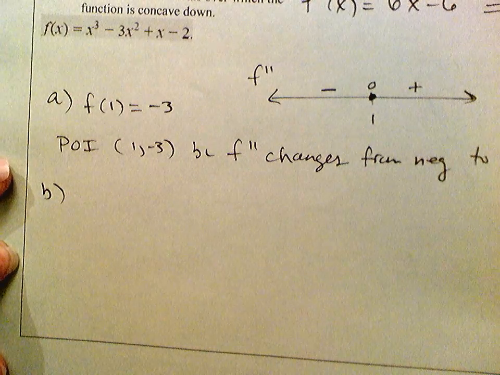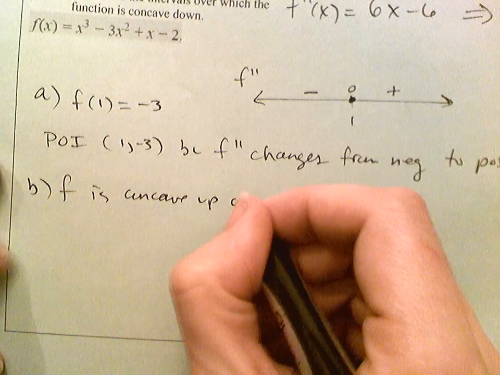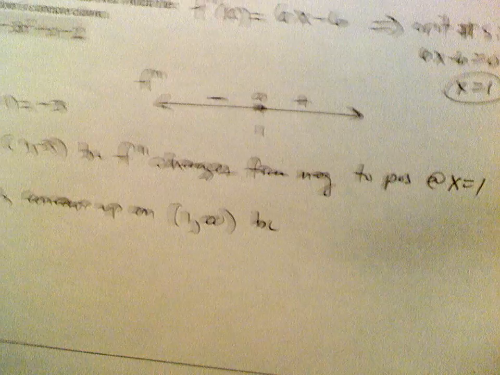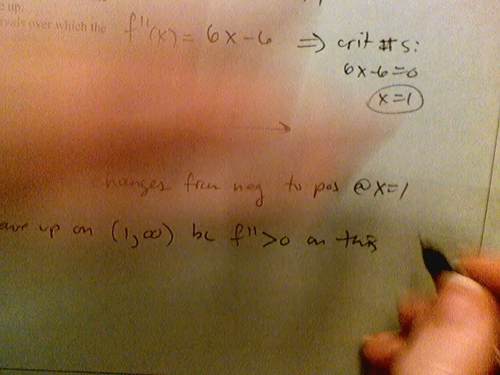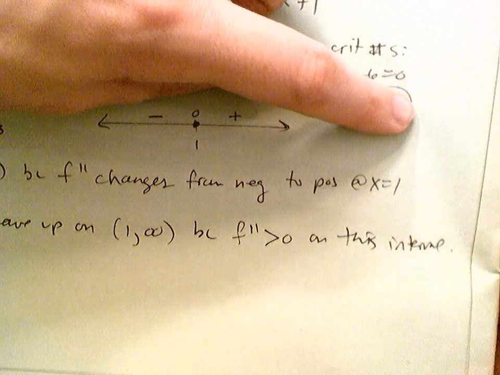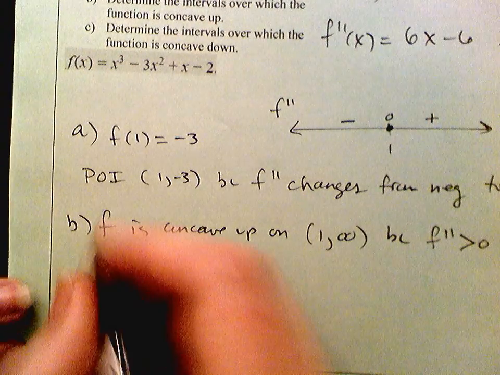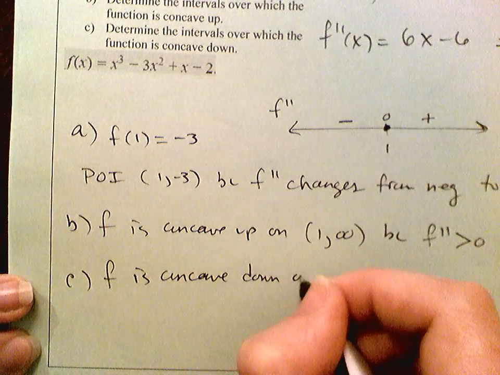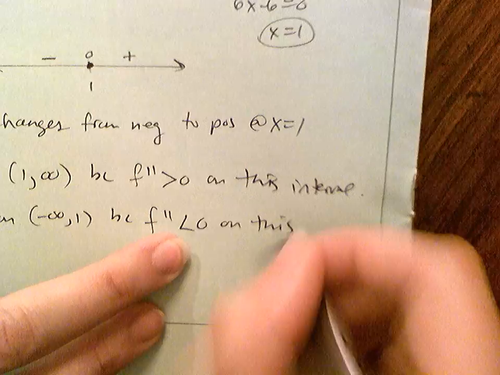So for part B, f is concave up on 1 to infinity, because f double prime is greater than 0 on this interval. And for the concave down part, guys, just basically say the reverse of that. So for part C, f is concave down on negative infinity to 1 because f double prime is less than 0 on this interval.